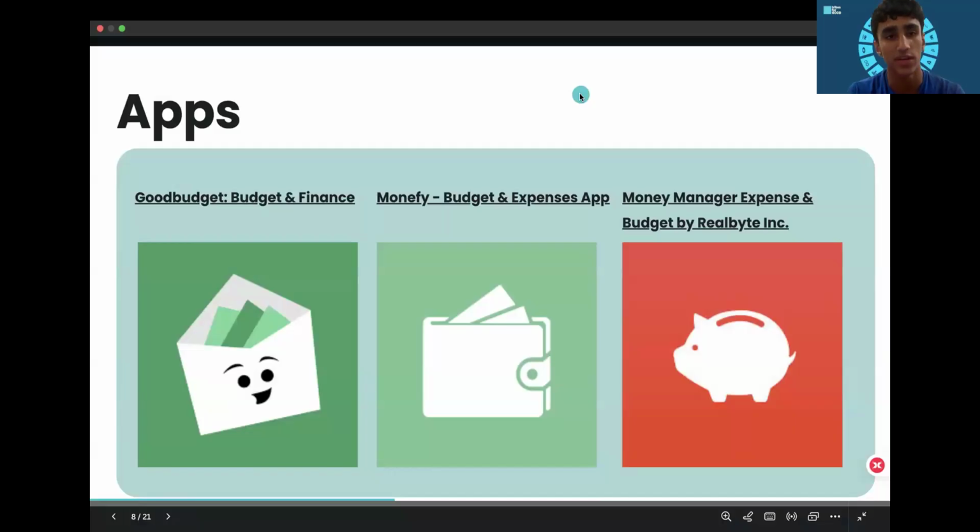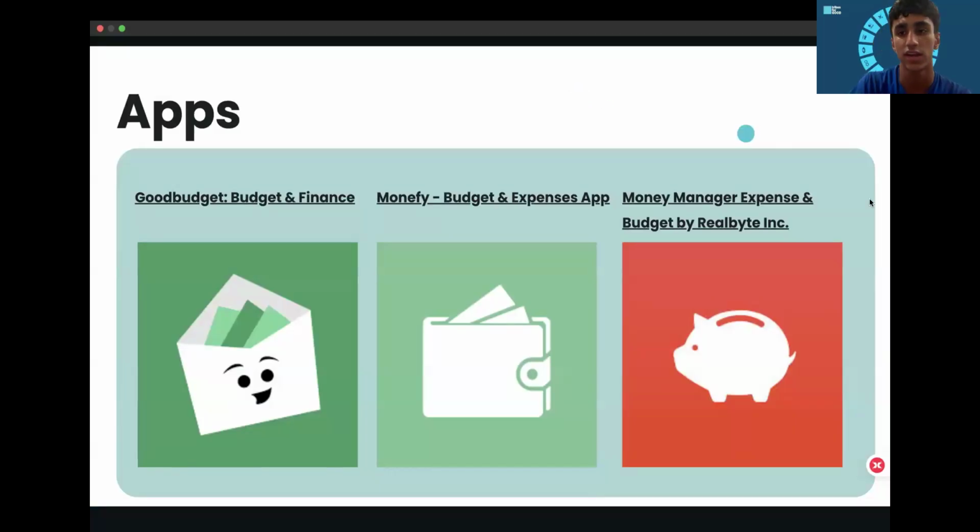Okay, so here are some apps that can help you with money management. To start, Good Budget, Finance and Budgeting, Moneyfy Budget and Expense app, and Money Manager, Expense and Budget by Real Byte Inc. So I assume all of these apps will ask you how you spend your money and give you advice on how to apply it better.